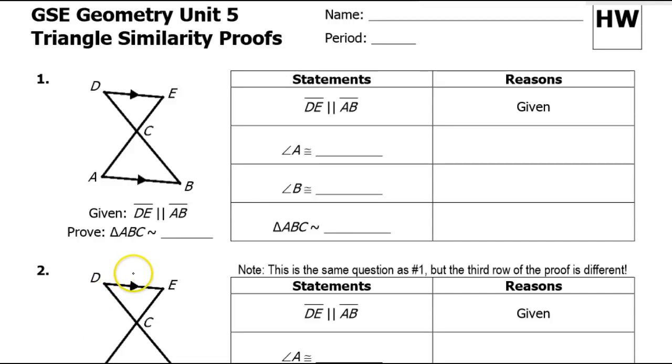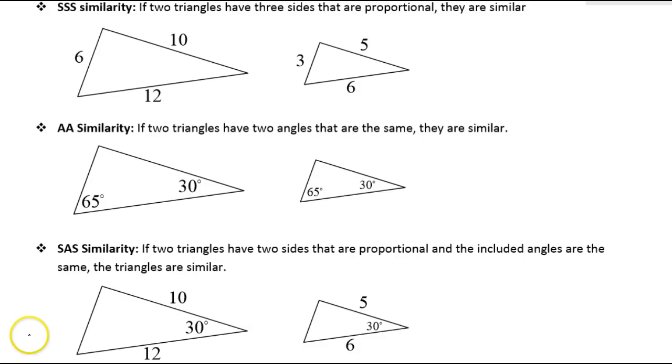In this video, I will teach you how to do triangle similarity proofs. Please remember that ultimately there are only three ways to prove that two triangles are similar. It will either come down to side-side-side similarity, angle-angle similarity, or side-angle-side similarity.